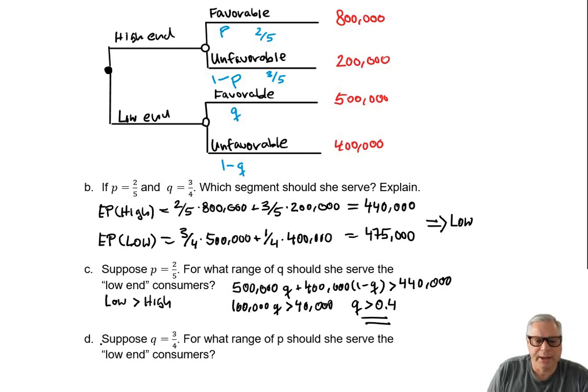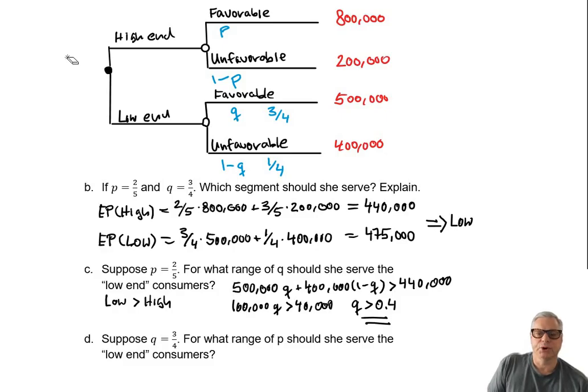But now we go back. Suppose that Q is 3/4. Okay, so let's put that back. So Q is 3/4, then 1 minus Q is 1 over 4. For what range of P should she serve the low-end consumers? Okay, so now the probability of favorable is a variable. Now we want to know for what range of P should she serve the low-end consumers.